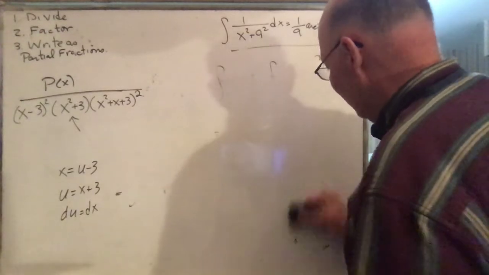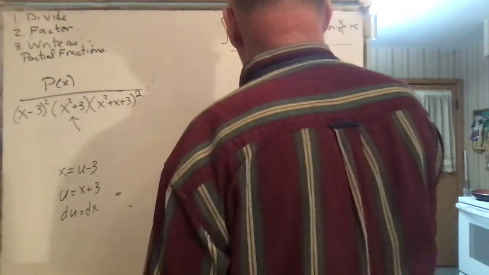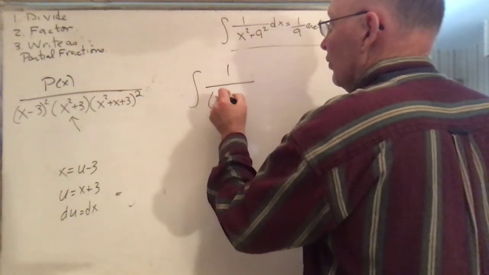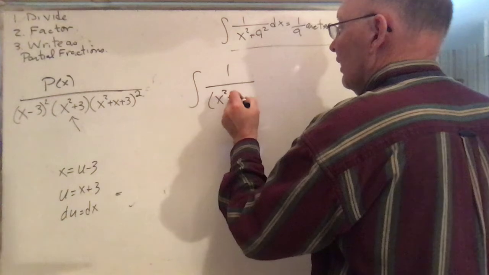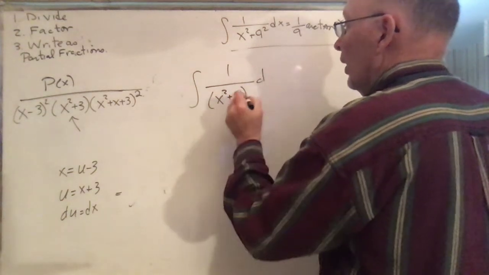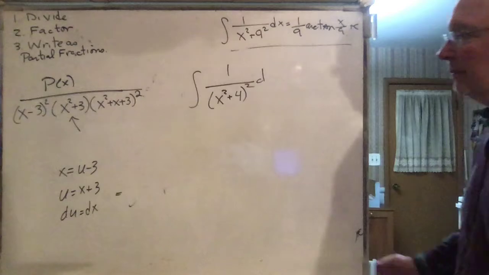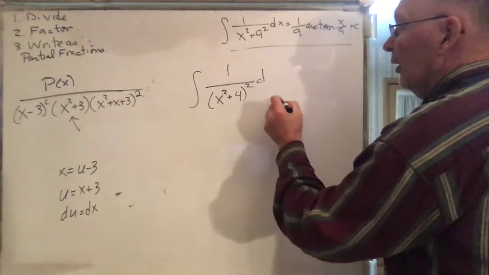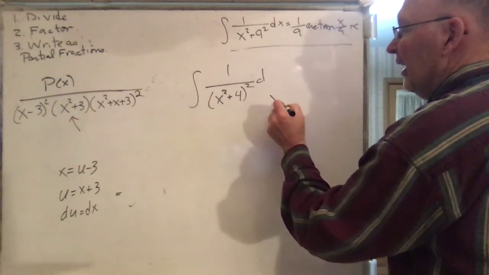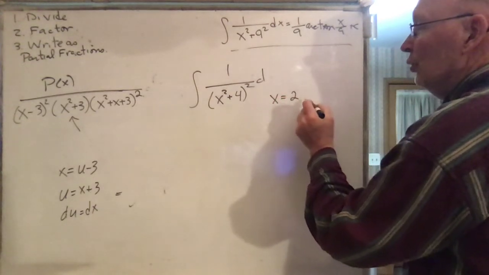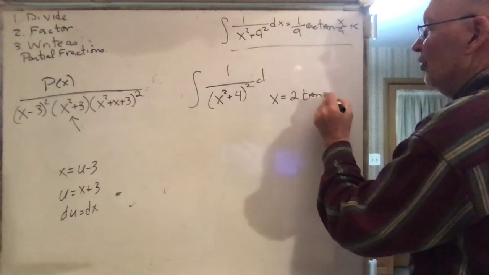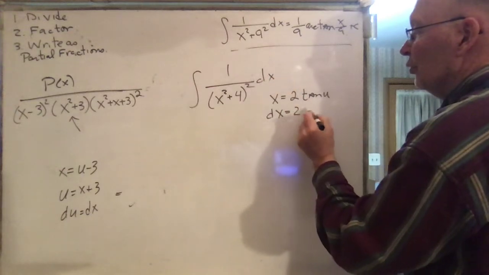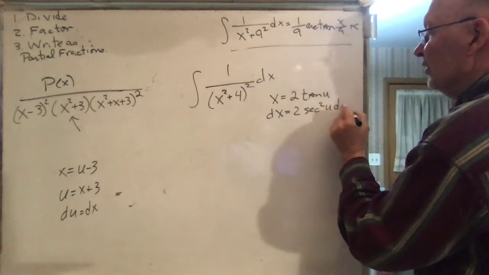Let's just say you had something of the form 1 over x squared plus, let's say, I don't care, x squared plus 4 quantity squared. Okay? What could you do with that? You could let, remember the trig substitution? You let x be equal to 2 tangent u. dx, this is a dx right there, is going to be 2 secant squared u du.